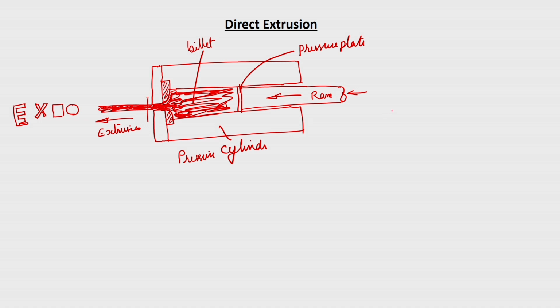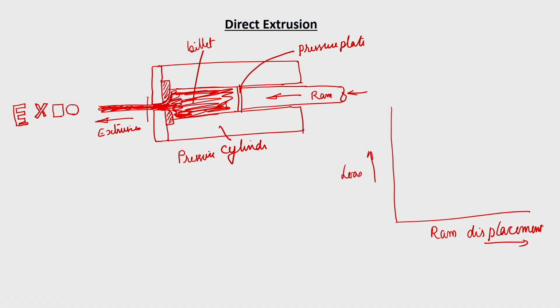If you look at a load versus displacement plot for this direct extrusion, if this is ram displacement and this is the load, initially it will increase like this, and then slowly it will start reducing, and towards the end it will start shooting up like this. So, here you may find that a very large amount of frictional forces are coming into the picture compared to the other process.